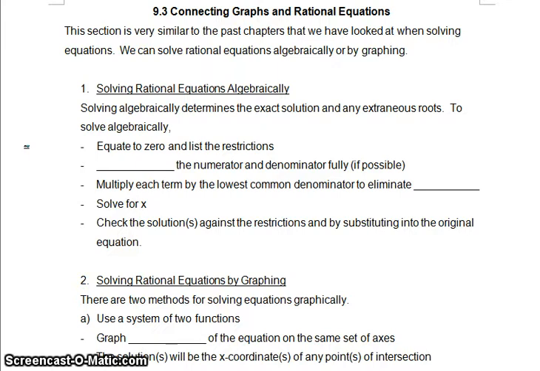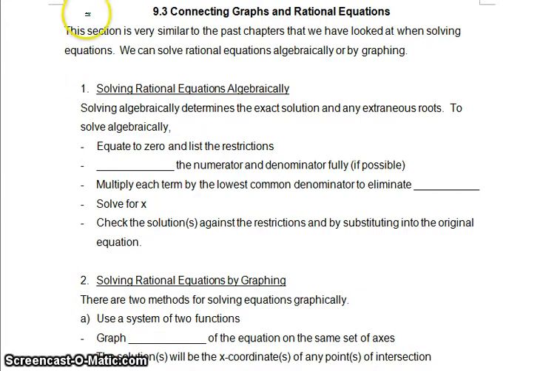Alright, so first of all, we're going to talk about solving rational equations algebraically. What solving algebraically will do is determine the exact solution and any extraneous roots. Our first step there is to equate to 0 and list the restrictions. What that means is look for any non-permissible values and list what the restrictions are.